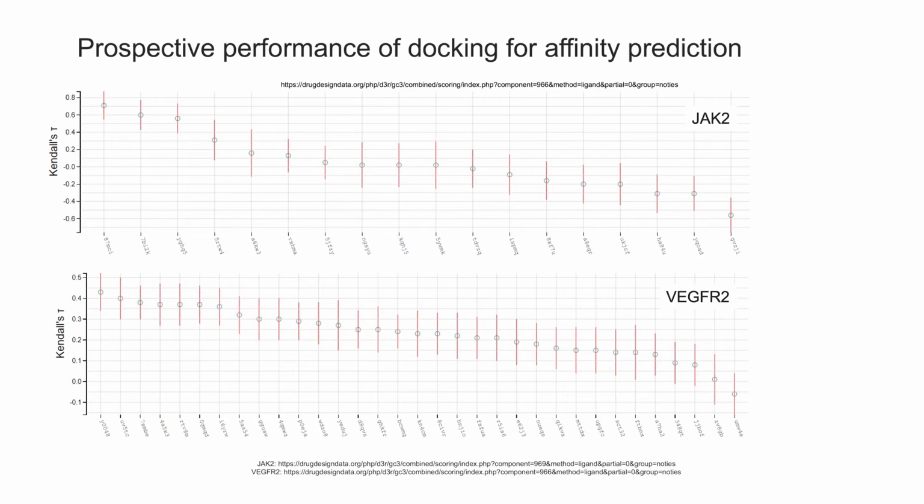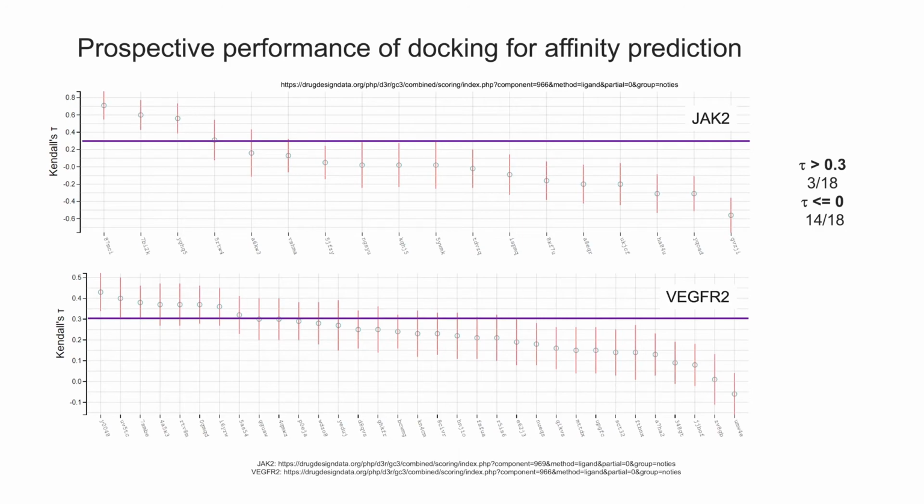Now, if we look at the Kendall's tau and say, well, generously, a Kendall's tau of 0.3 or more, again, measuring the association between the prediction and the experimental ranking, more than 0.3 is going to be a useful model, possibly. For JAK2, only 3 out of 18 submissions have a tau outside the error of greater than 0.3. And unfortunately, within error, 14 out of 18 show no correlation, tau of 0, or an anti-correlation, tau less than 0. For VEGFR2, a little different. Only 1 out of 33 has a tau greater than 0.3, but only 4 out of 33 have a tau less than or equal to 0 outside the error.